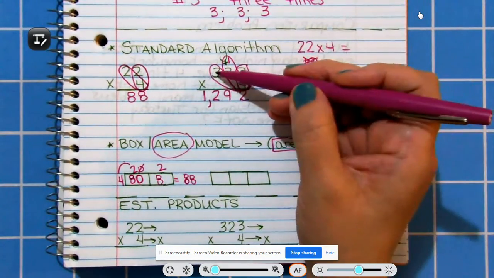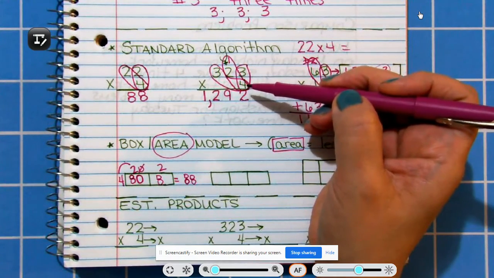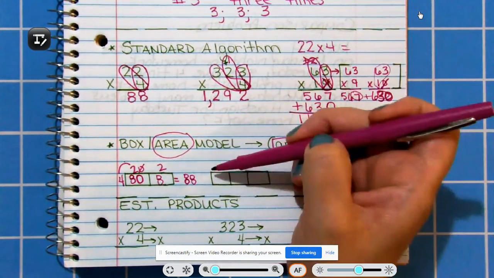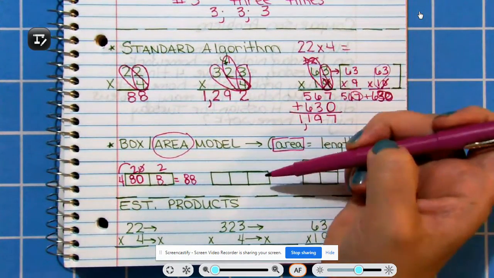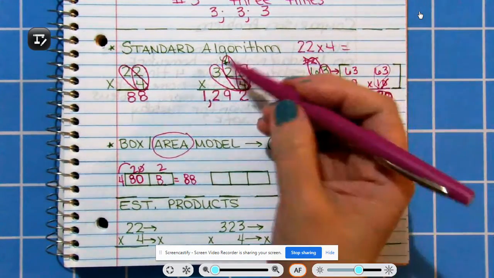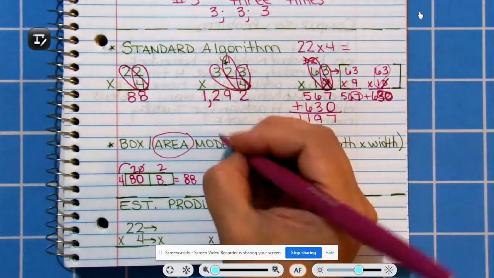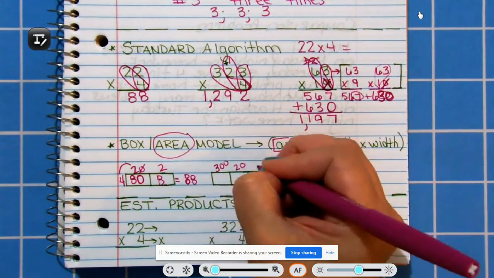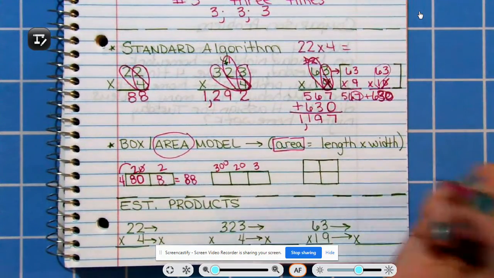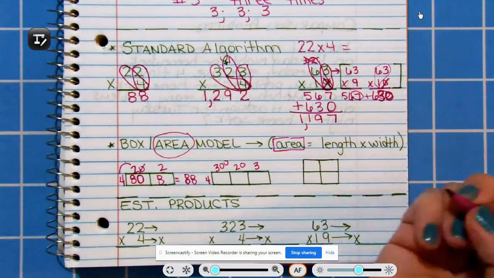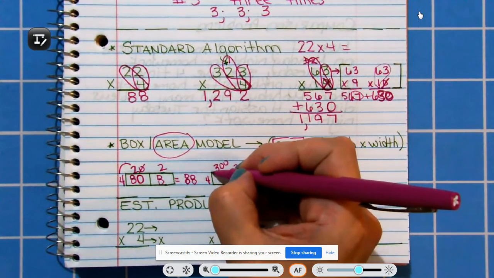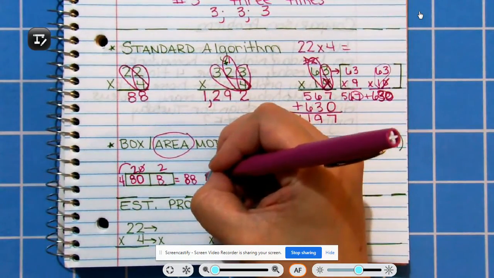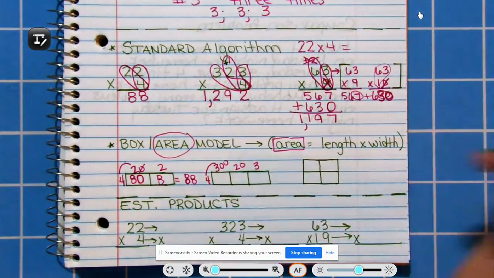All right, on the second one, we have a 3 by 1 multiplication equation. And so we needed a 3 by 1 box. So 3 across, 1 down. And then we're going to put 323 in expanded form. So it's 300 plus 20 plus 3. And then your 4 would represent the width. So the first rectangle, the length would be 300 and the width would be 4. Find your hidden fact. That's 4 times 3, which is 12.